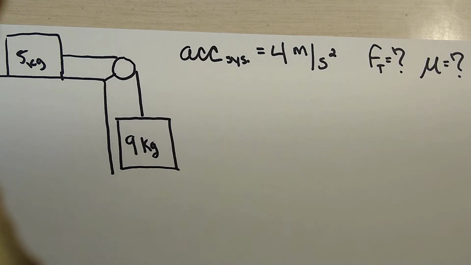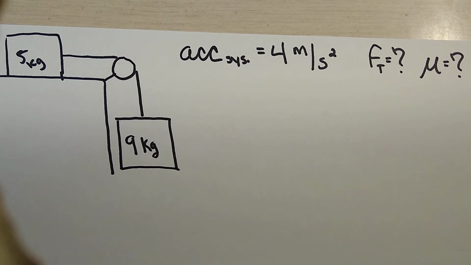All right, so on this one, we now have the same masses, but a different circumstance. The 9 kilogram mass is pulling the system in a direction, and the 5 kilogram mass is now on a platform that we need to account for friction. In fact, one thing we need to find out in this problem is the coefficient of kinetic friction. What else are we given? We're given that the acceleration of the system is 4 meters a second squared.